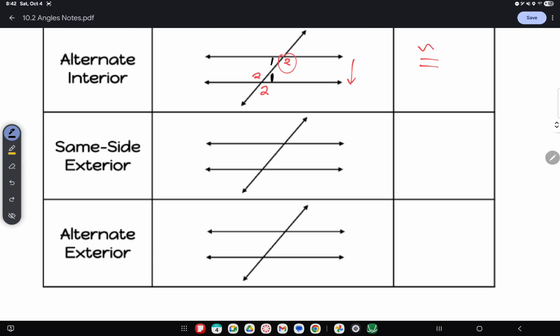A same side exterior, so same side of the transversal. This time we're on the outside of the parallel lines. So if I'm right here, the same side exterior would be down here. And then if I had a second one here, the same side exterior would be down here. Now again, with the idea of shifting one line on top of the other, either bringing it down or bringing it up, they would now be here. So then the relationship between these two pairs of angles are now adjacent, so they add to 180, meaning they are supplementary.